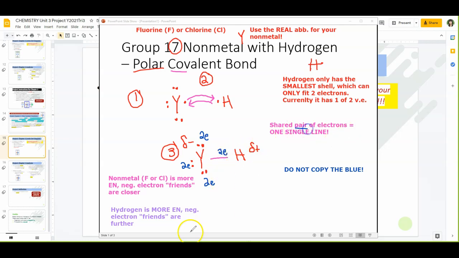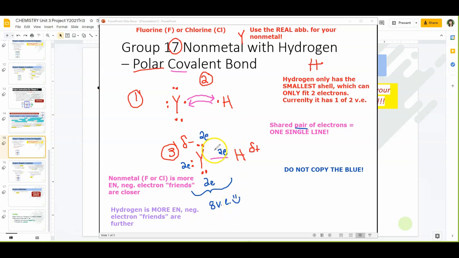Remember, it's a pair of electrons. So taking a look here, this nonmetal here, remember, believes that it owns everything in the middle. So 2 plus 2 plus 2 plus these 2 in the middle, this nonmetal believes it has all 8 valence electrons, which does in fact make it happy and stable. That is our octet rule.